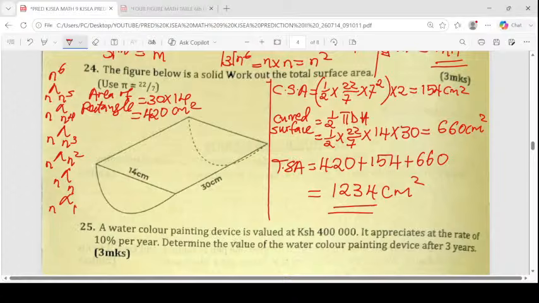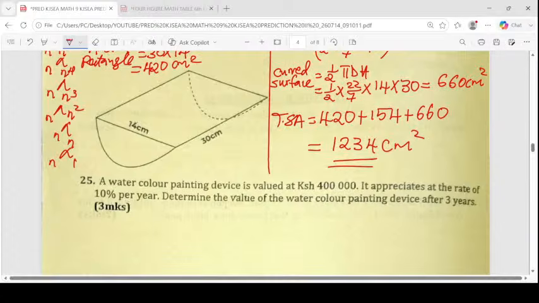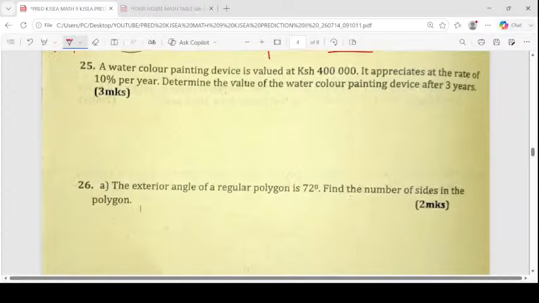Let me look at question number 25, ladies and gentlemen. A watercolor painting device is valued at 400,000 Kenyan shillings. It appreciates at the rate of 10% per annum. Determine the value of the watercolor painting device after 3 years.